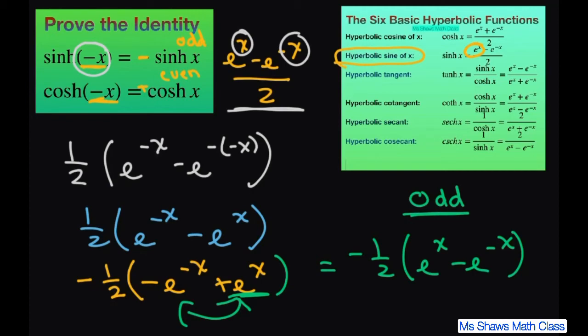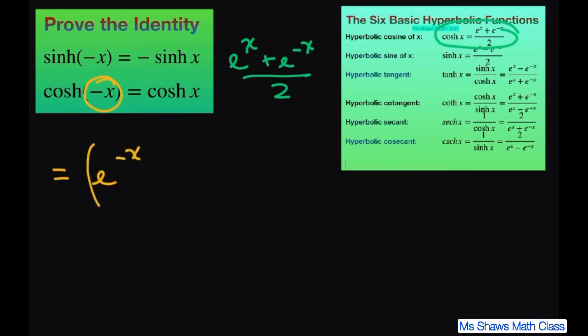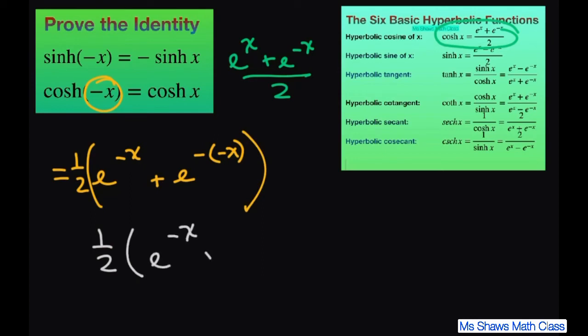All right, now for hyperbolic cosine, we do the same thing, but we have this formula, which is e to the x plus e to the negative x, divided by 2. So we do the same thing. You're plugging in a negative x. So we get e to the negative x. I'll put the 1/2 in front here, plus e to the negative times negative x, like that. All right, so this gives us 1/2 (e to the negative x plus e to the x).